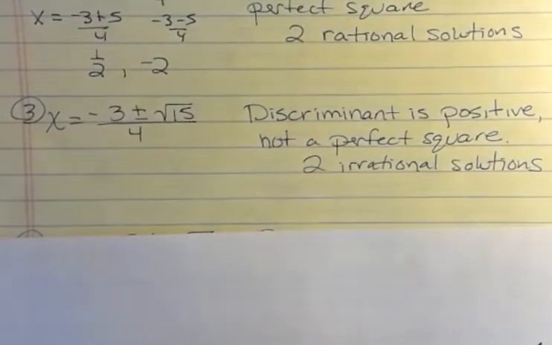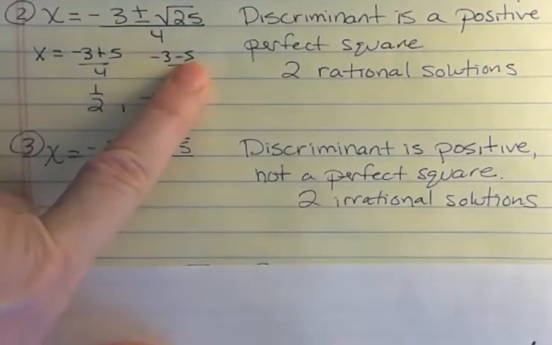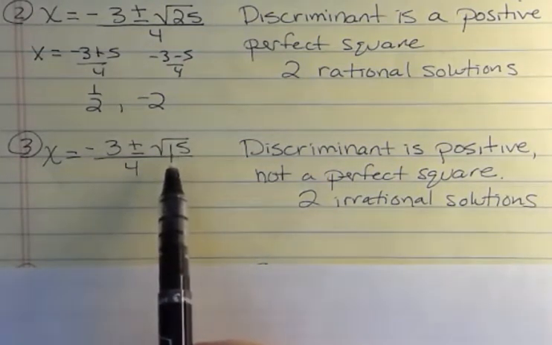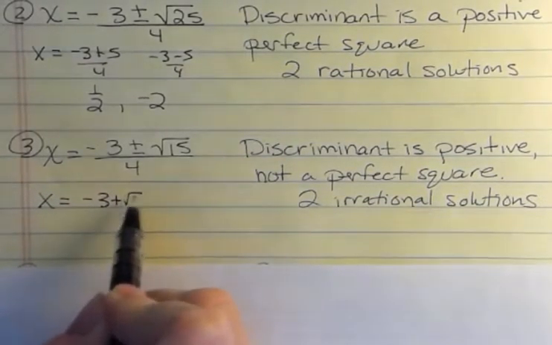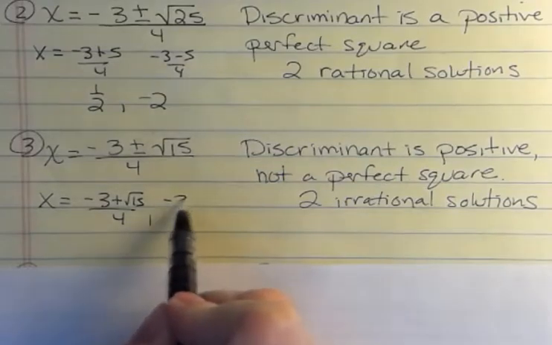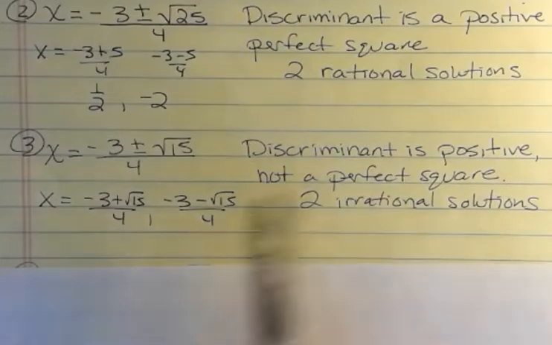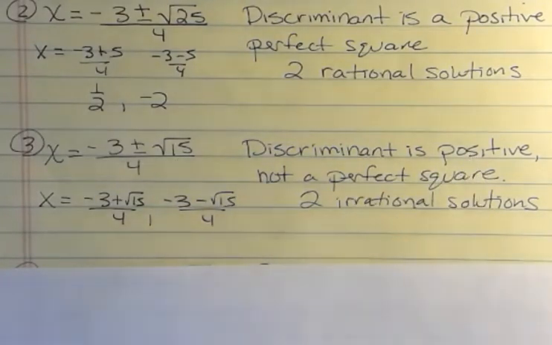Scenario number 3 is that the discriminant is positive, but it's not a perfect square. Up here, I got the square root of 25, which just became 5, and then I didn't have any irrationals left. But here, this is not something I can simplify because it's not a perfect square. So my answer is going to be negative 3 plus the square root of 15 over 4, and negative 3 minus the square root of 15 over 4. I get two solutions, but they're irrational, which means they still have that radical in there. So the discriminant being positive but not a perfect square tells me I'm going to get two irrational solutions.